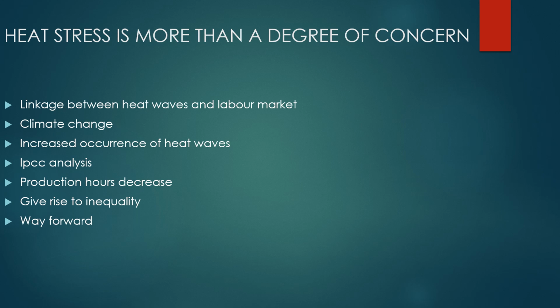Now this inequality, we can discuss it in two ways. First, inequality on the basis of geography. For example, it is said that heat waves impact the Asian and African regions more than the European region. There is a 5% reduction in the working hours of the Asian and African regions, and a 0.1% decline in the European region. It is because of the difference of geography, difference of temperature zones and all that, that this inequality arises.